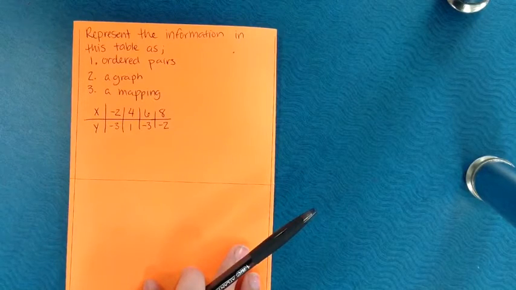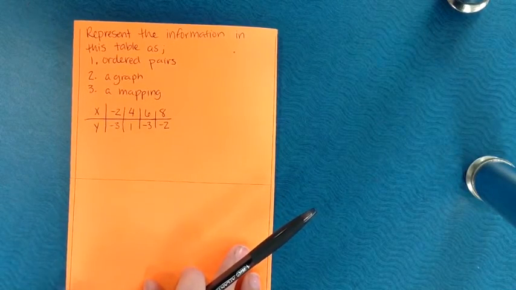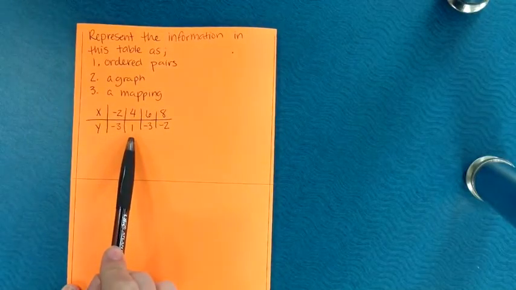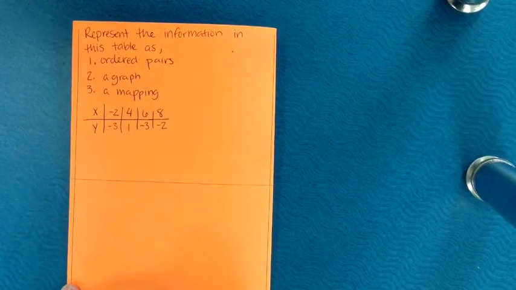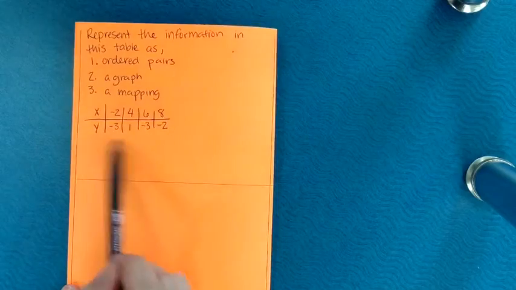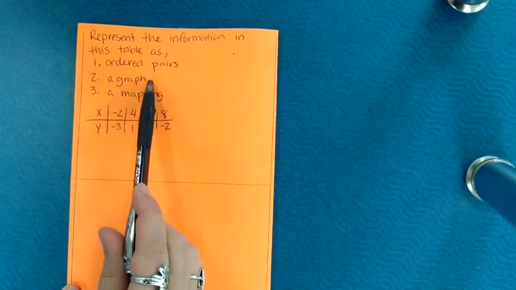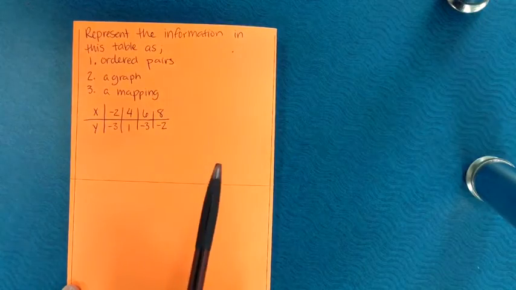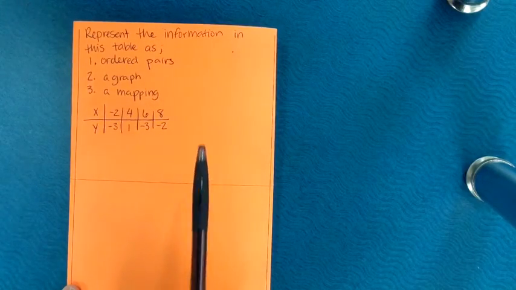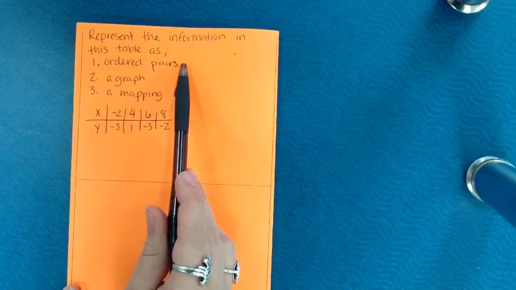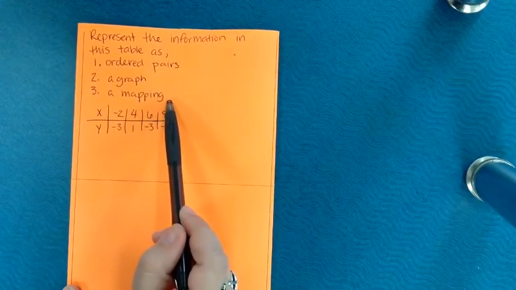What I would like you to do is represent the information in the table as ordered pairs, as a graph, and as a mapping. So you're going to take this table, it's right there, and you're going to make a graph and plot those points, and then you're going to list them as ordered pairs as well, and you're going to make a mapping with the ovals and arrows, just like we talked about in the foldable.